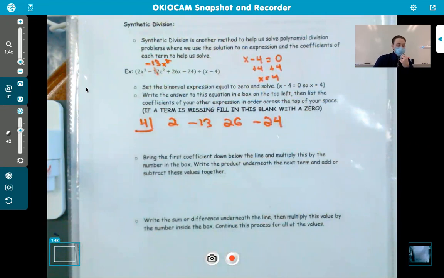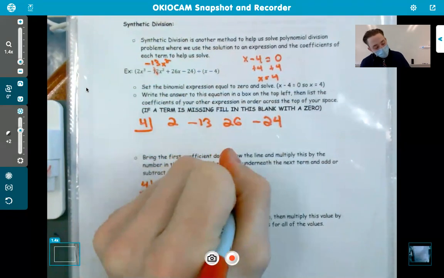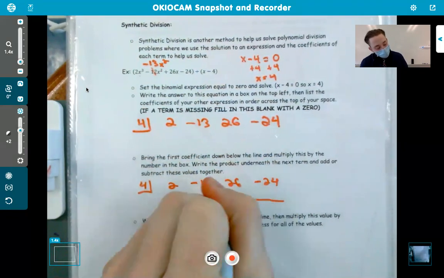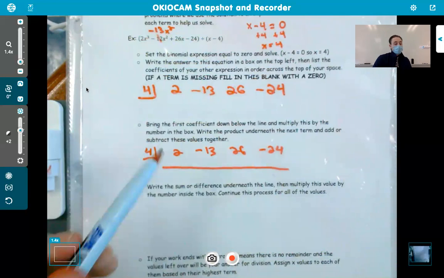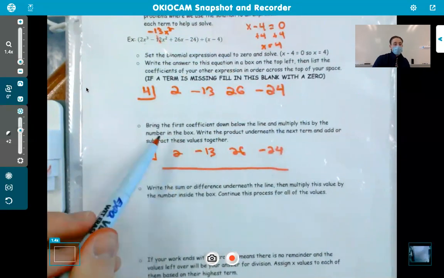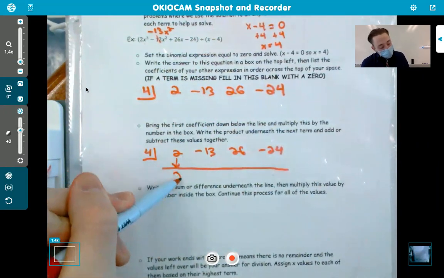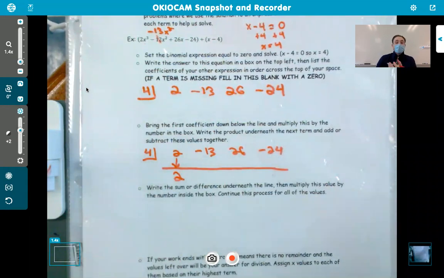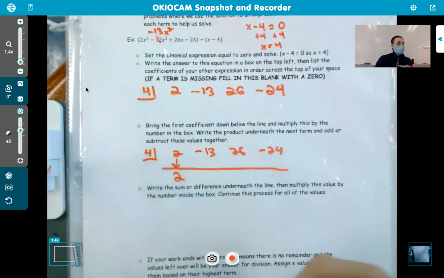All right. Any questions so far? So this is our setup. Just kind of rewrite this here. What we're going to do to start is bring the first coefficient down below this line and multiply it by the number in the box. So the first coefficient I see is that 2. I'm going to bring that down. And one thing to help you out here is anything below the line, you're using multiplication with the number in the box. Anything above the line, you're adding and subtracting.